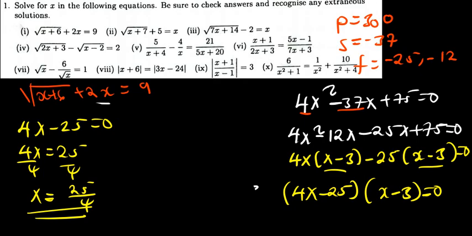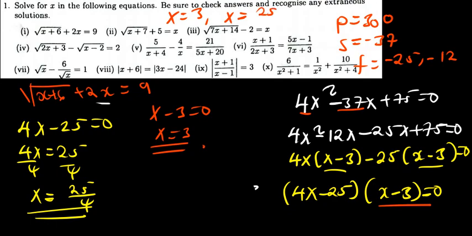I'll go to the next one, this one now. It will be x minus 3 is equal to 0. x is equal to 3. Now, these are my solutions. Okay? So my solutions are x is equal to 3 and x is equal to 25 over 4.